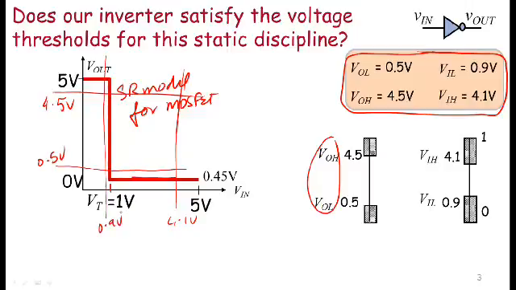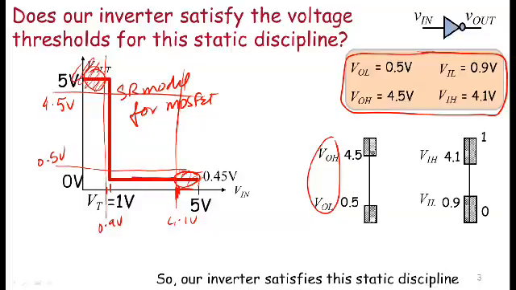So notice that according to what I described to you earlier, the valid regions are here, and notice that when the input is less than 0.9 volts, the output is in the valid region, and when the input is above 4.1 volts, the output is again in the valid region. So therefore, this inverter does satisfy the static discipline even under the SR model for our choice of RL and R on.